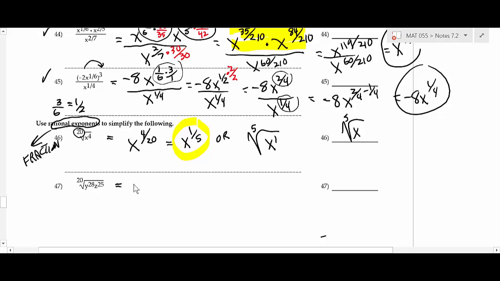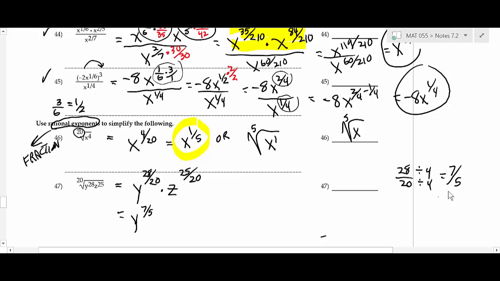If you do this one, we're going to start with y to the 28 over 20. 20 is the denominator because it's the name of the radical, times z to the 25 over 20 like that. That's how you start. Real simple. Can you reduce 28 over 20? Yes, you can reduce that by 4. 4 is the biggest number it divides into those, so that's going to be 7 over 5. So that's going to give y equals 7 over 5.